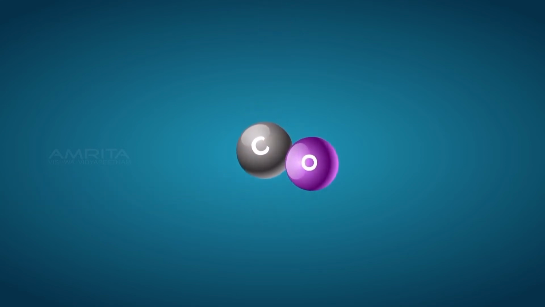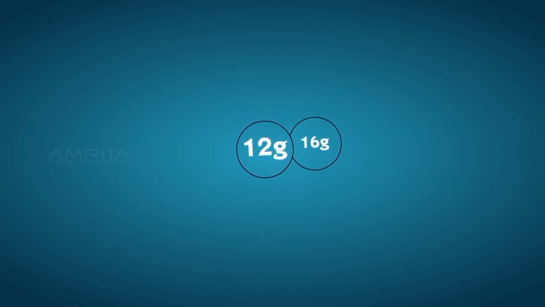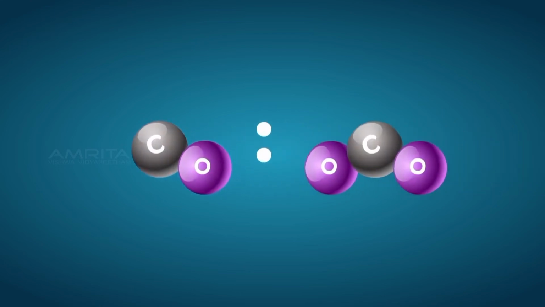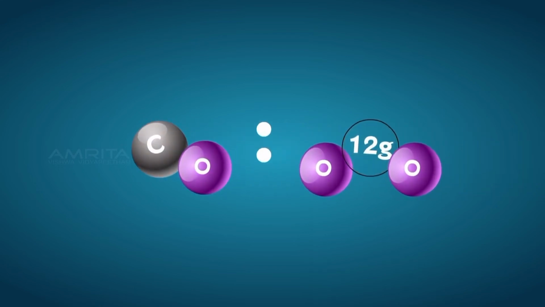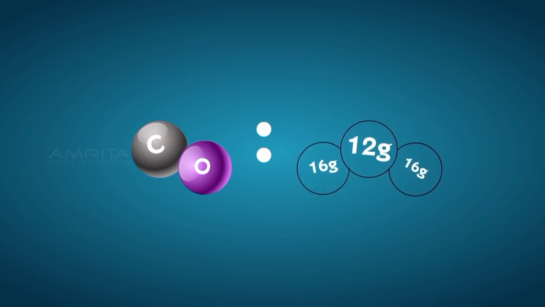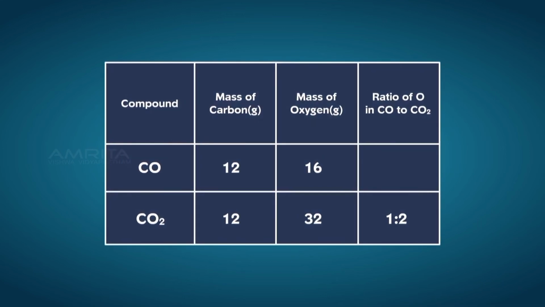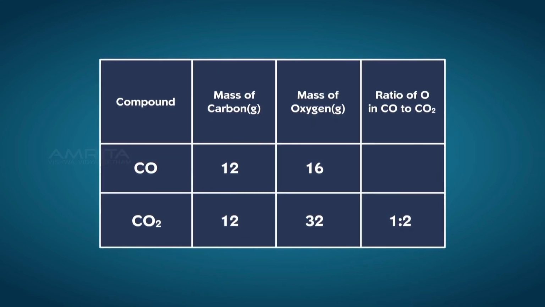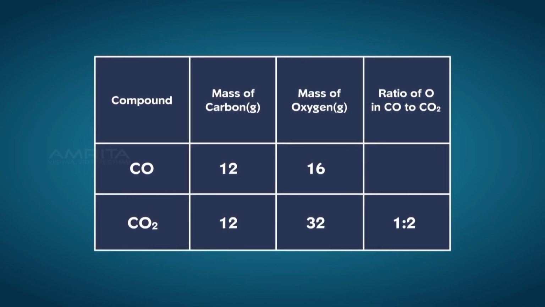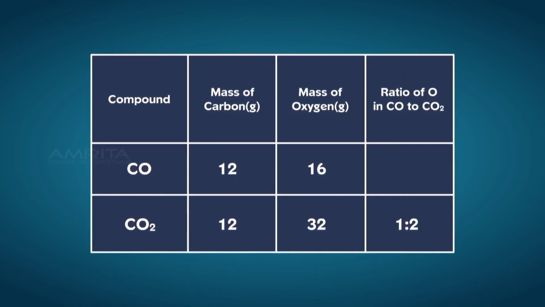In carbon monoxide, 12 parts of mass of carbon combines with 16 parts of mass of oxygen. In carbon dioxide, 12 parts by mass of carbon combines with 32 parts by mass of oxygen. The ratio of the masses of oxygen that combine with a fixed mass of carbon is 16:32 or 1:2. Therefore, we can see that different masses of one element that combine with the same mass of another element are in the ratio of simple whole numbers.